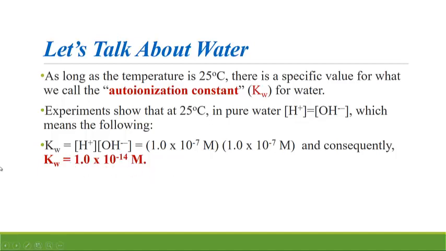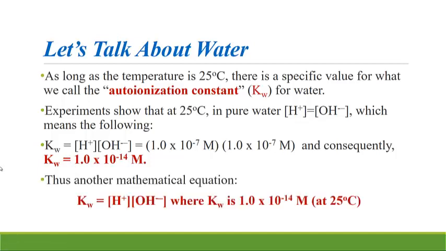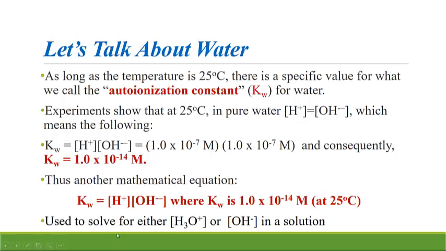This is a number you're going to want to remember and have memorized. And so what we can do is set up another mathematical equation, and that is that Kw is equal to the hydrogen ion concentration times the hydroxide concentration, where Kw, the constant value, is equal to 1.0 times 10 to the negative 14th. So what this allows us to do is to solve for either the hydroxide concentration or the hydronium ion concentration at 25 degrees Celsius.